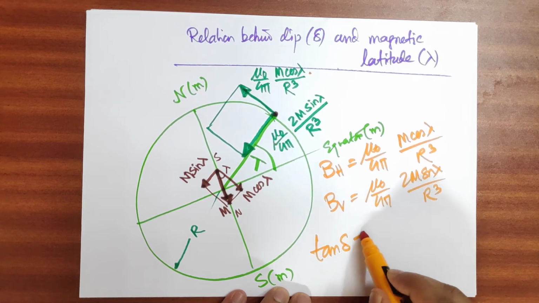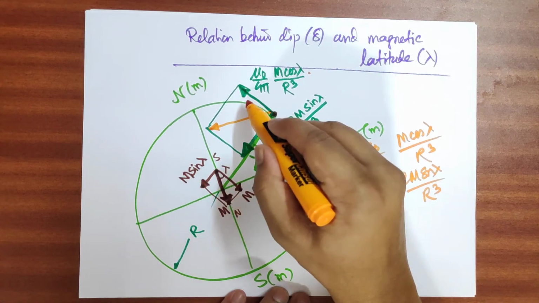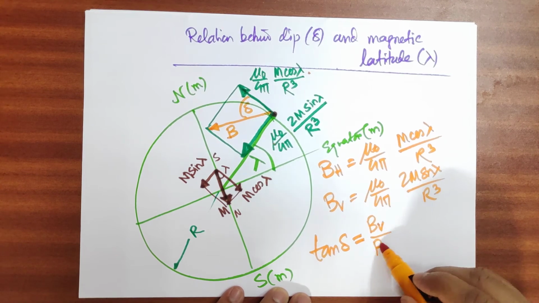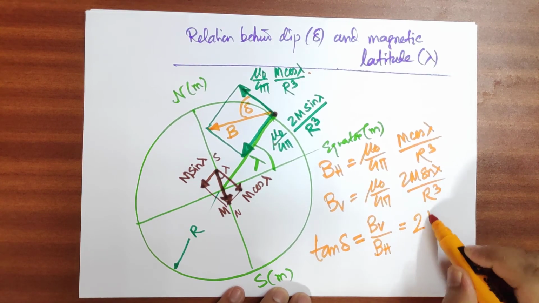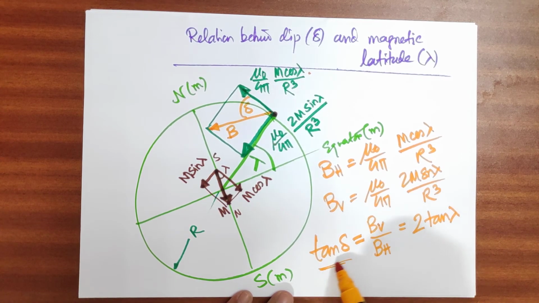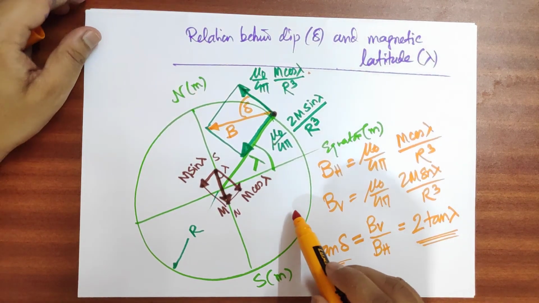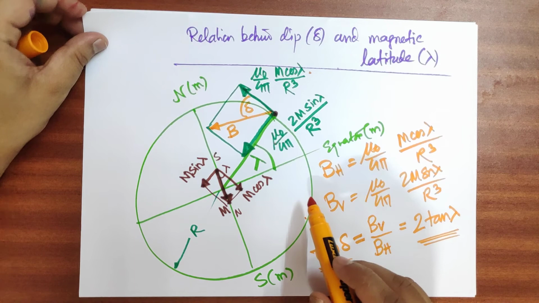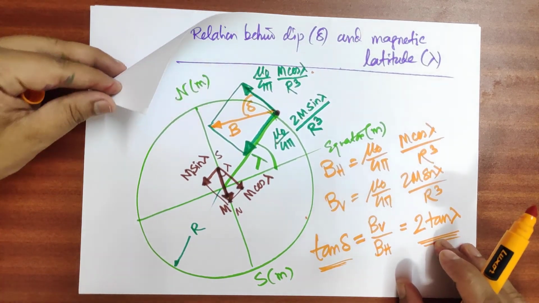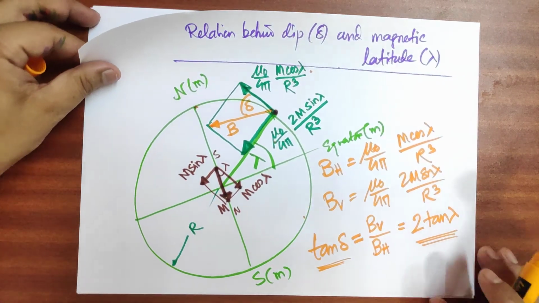Therefore, tan delta, this is the angle of dip and this is the resultant magnetic field at that place. Tan delta is BV by BH, that is 2 tan lambda. So this is the expression you get: tan delta is equal to 2 tan lambda. Now from this expression you know it very well why at the southern hemisphere the magnet will point upward, and why at the north pole the magnet points downwards with north pole vertically downwards.